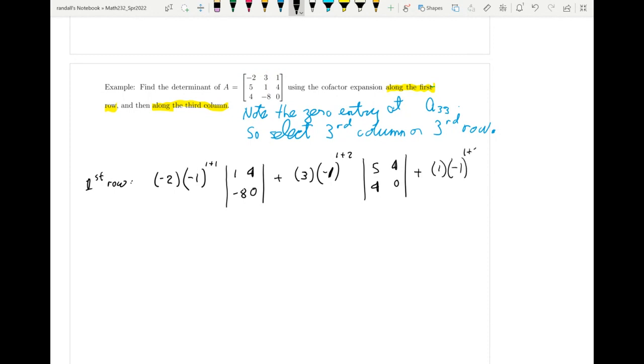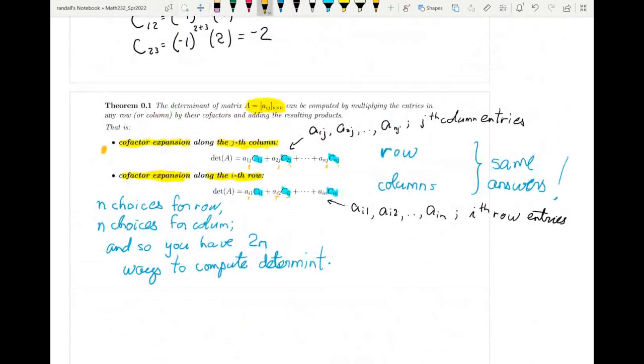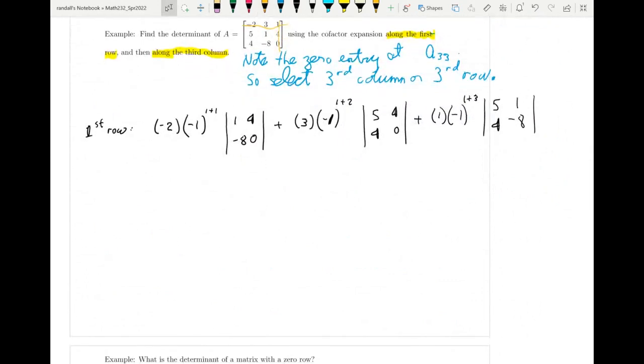Now this is the 1 plus 3 entry because I'm at 1, 3, and the submatrix I see there, I remove that first row and last column, and I see it's a 5, a 4, a 1, and a -8. Good. So I've applied the second formula here, cofactor expansion across the ith row, and I selected the first row, so i is 1 in this case. Then I've written out the cofactors, and I've put in the plus or minus sign as appropriate.